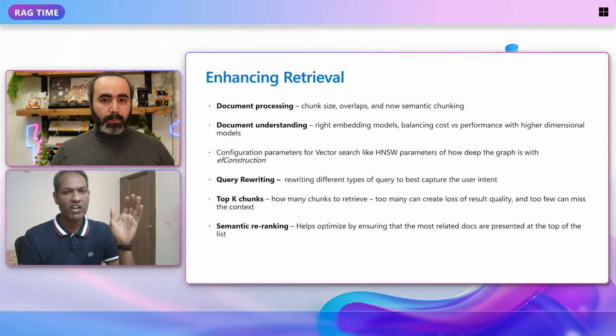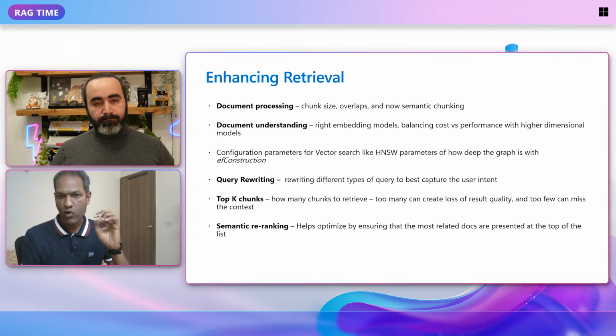Now, as your data lands into Azure AI Search, you have options on how deep you want your graphs to be, right? Deeper graphs can be more accurate, but they are costly too. Once the data is there, you start with the query understanding that we talked about, right? So Azure AI Search supports query rewriting, which leverages an SLM and tries to capture the intent of the query from the user's perspective, right?